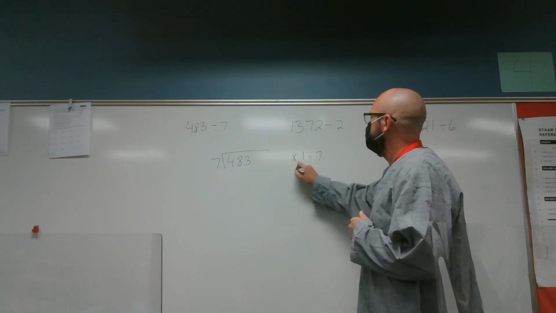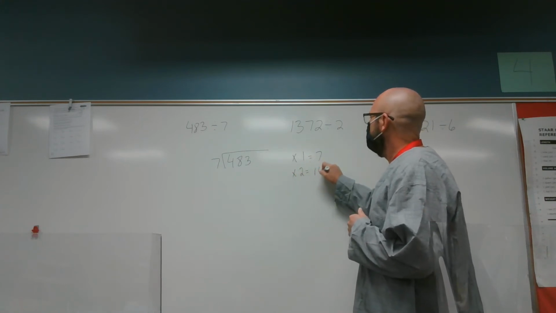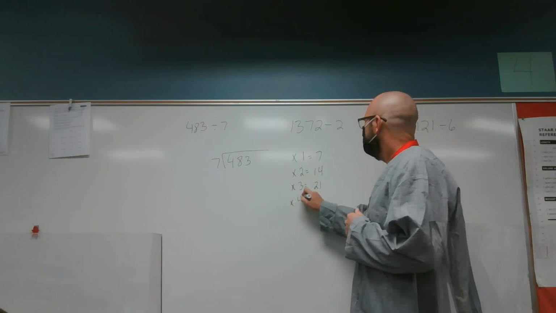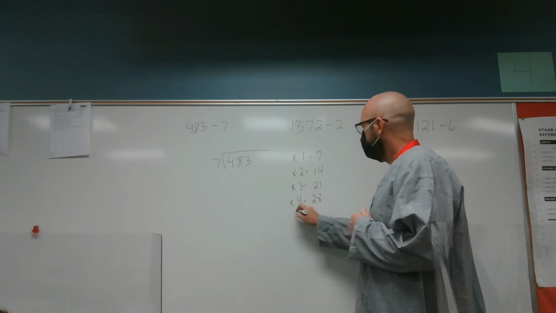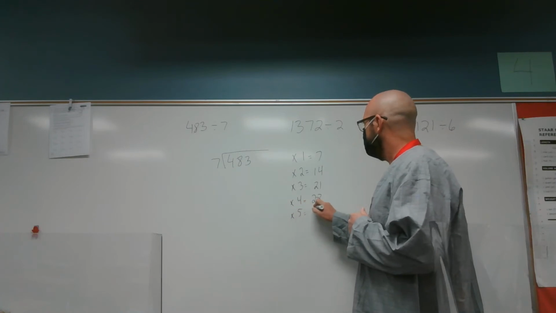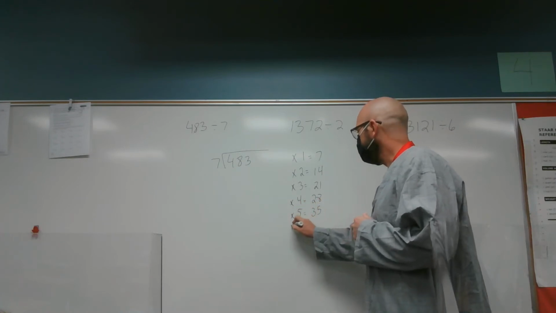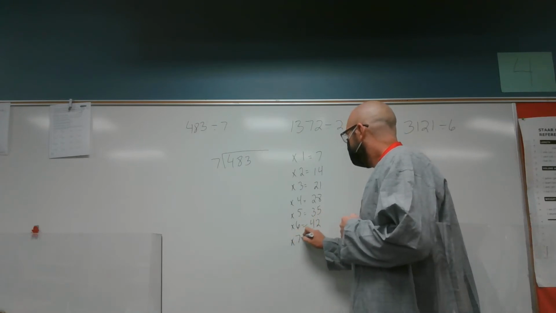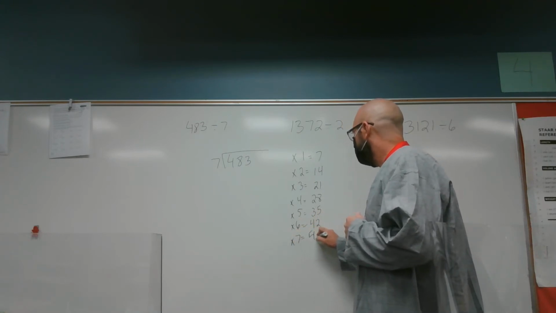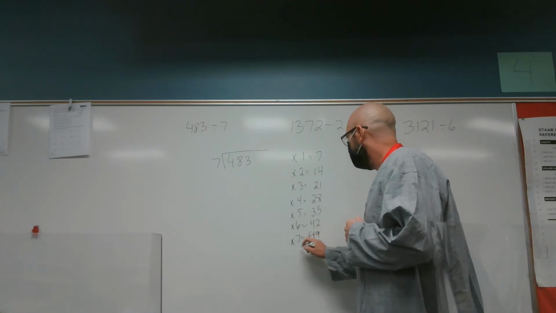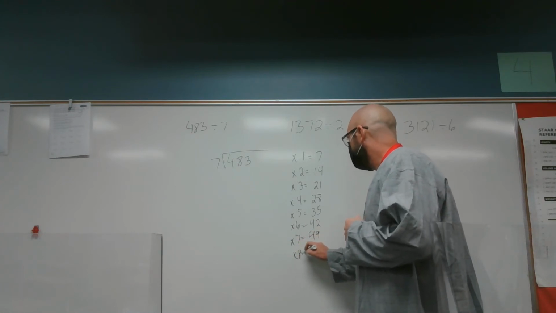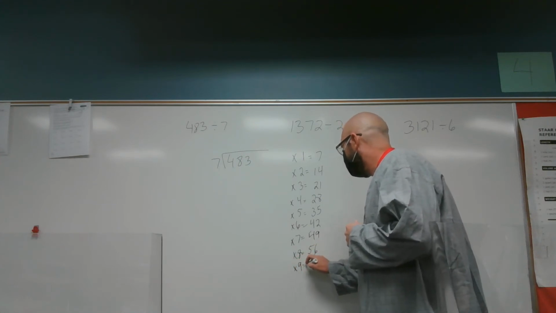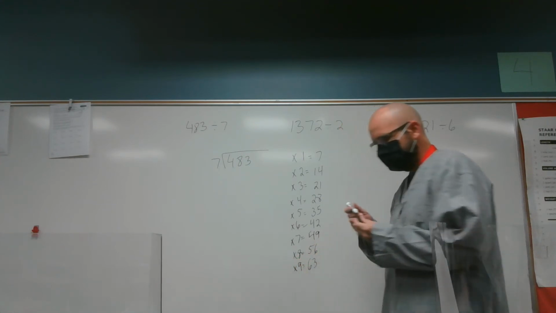Times 1 is 7. Times 2 is 14. Times 3 is 21. Times 4 is 28. Times 5 is 35. Times 6 is 42. Times 7 is 49. Does it look like a 49? Times 8 is 56. And times 9 is 63.